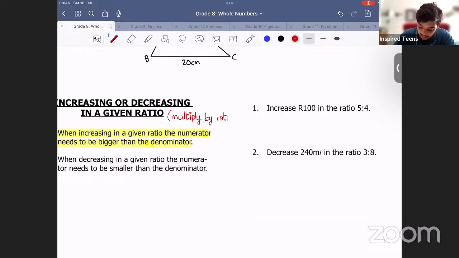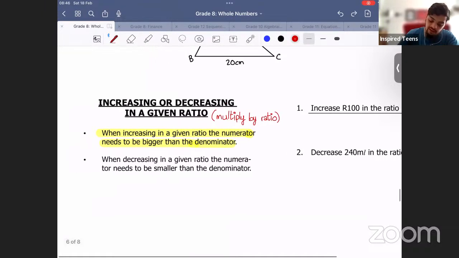We need to multiply by the ratio. Okay, so we'll see what that means. The first one says increase 100 in the ratio 5:4. So, increase 100 in the ratio 5:4. We are going to multiply by the ratio, but we have certain steps.